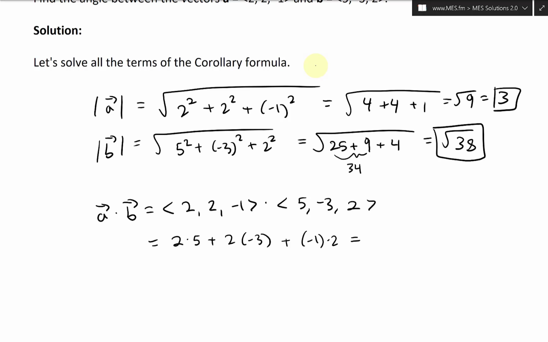Well, that's going to be 10. 2 times 5 is 10. And then 2 times negative 3 is negative 6. And then negative 1 times 2 is negative 2. Well, that's negative 8. So 10 minus 8 is equal to 2. Like that.